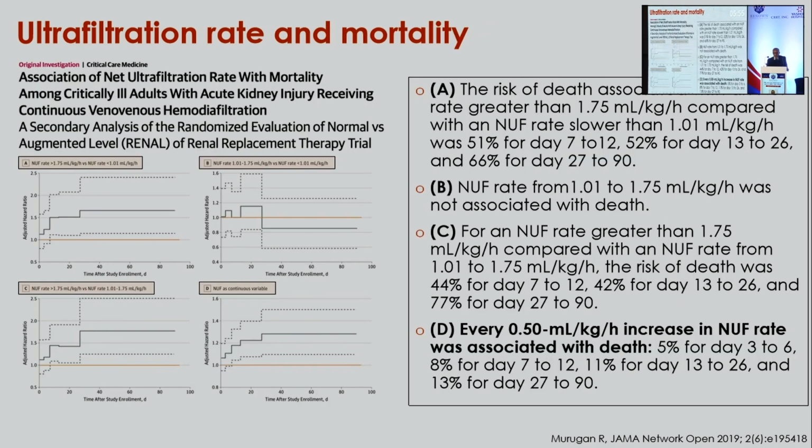But on the other hand, there was another study, again from the data of the RENAL trial, where they looked at the rate of fluid removal, and they essentially had three groups: patients where the fluid removal rate was less than 1.01 mL per kilogram per hour versus 1 to 1.75 versus greater than 1.75 mL per kilogram per hour. What they found is that at the extremes of less than 1.01 or more than 1.75, the mortality was higher in either of these groups as compared to patients who had a fluid removal rate between 1.01 and 1.75 mL per kilogram per hour.